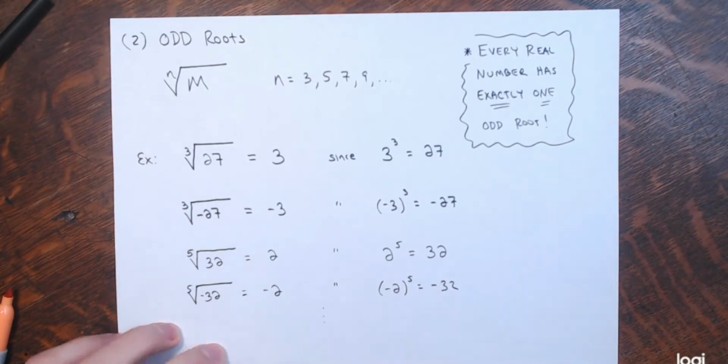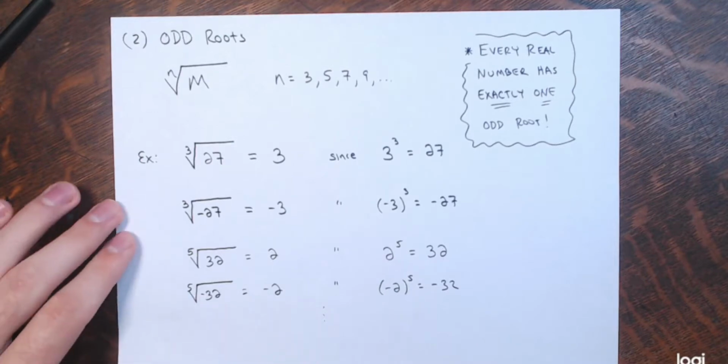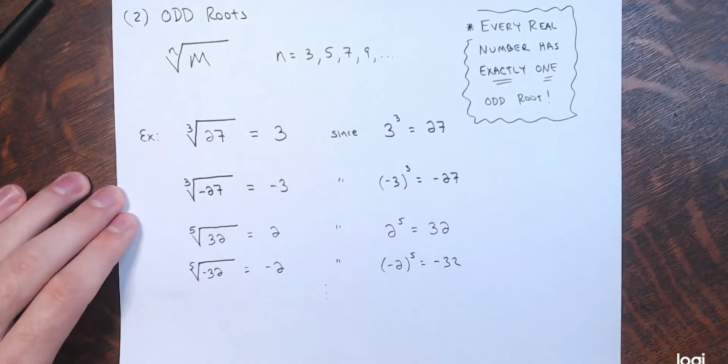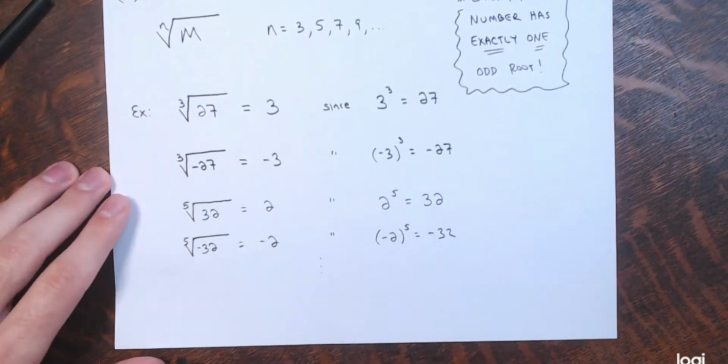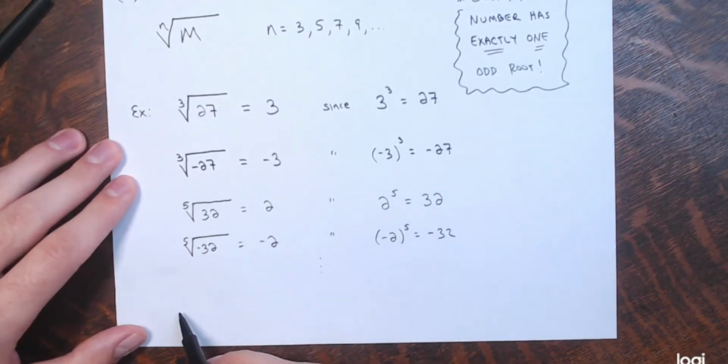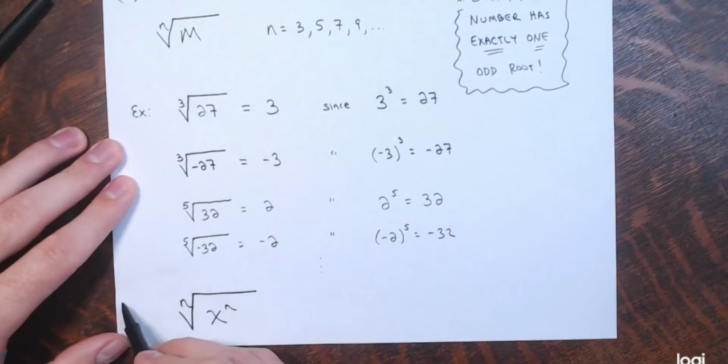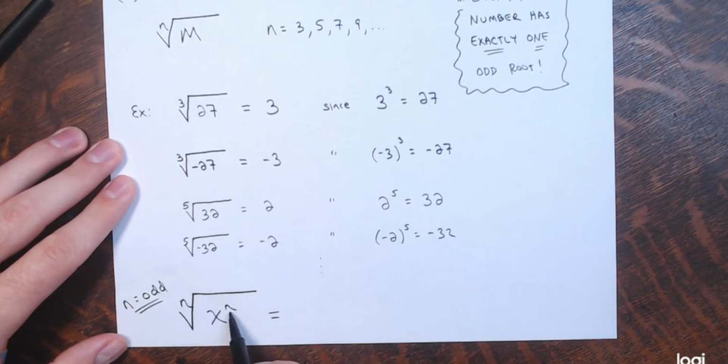But every single real number has exactly one odd root: one cube root, one fifth root, seventh root, ninth root, 11th root. Right? And the nice thing about this is when you take the nth root of something to the nth power and n is odd, then they do just undo one another, and you're left with x itself. Right?